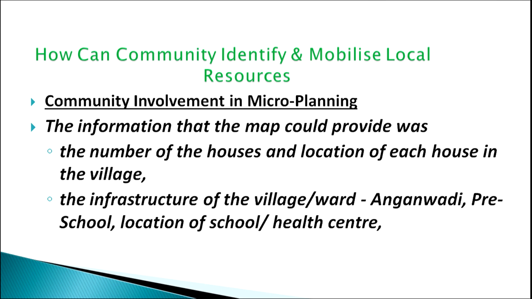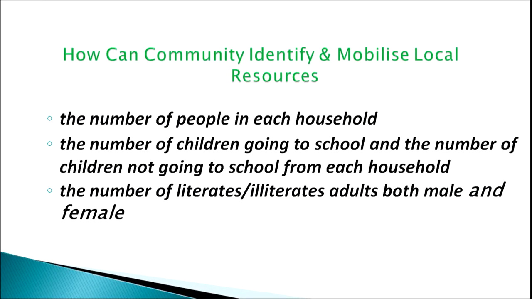Very important thing that we need for micro planning is the data or the information. The information that map could provide was the number of houses and location of each house in the village. This becomes an important information. The information of the village and ward, the availability of facilities like Anganwadi or any other preschool, location of the school, health care centers, number of people in each household, number of children going to school, and the number of children not going to school from each household, the number of literates, illiterates, adults, both male and female. These type of information will be needed for micro planning.